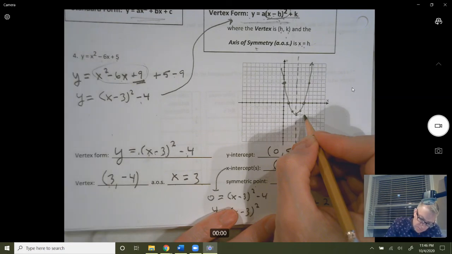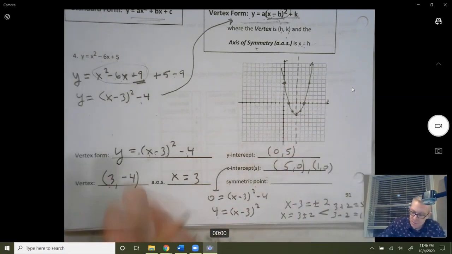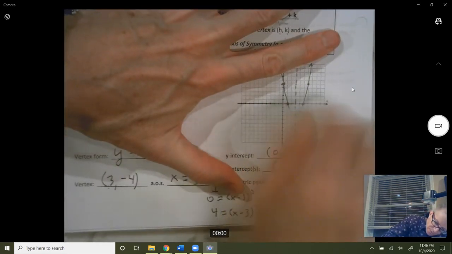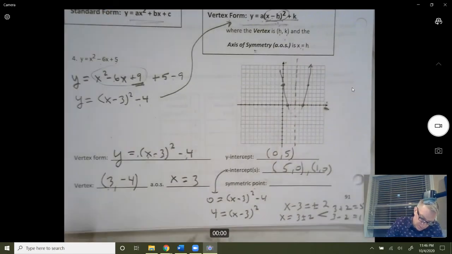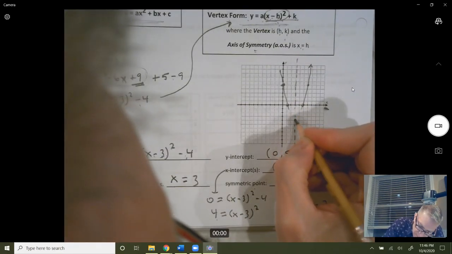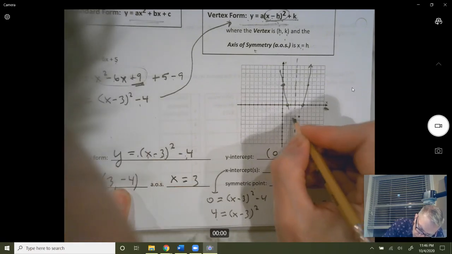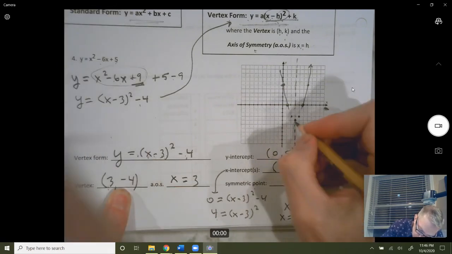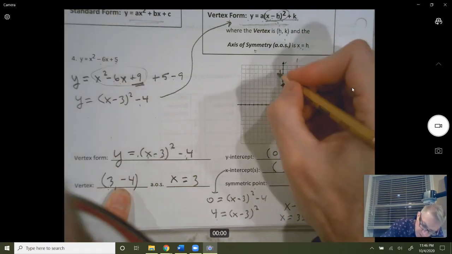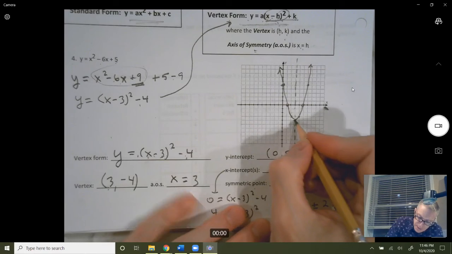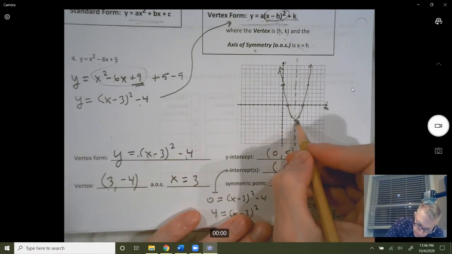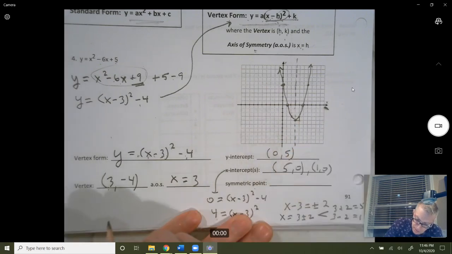Oh, this isn't right. What did I do wrong? Oh, here's what I did wrong. That should be a -4. The vertex is a -4. I just plotted it in the wrong place. I plotted it at -3, so it should be down there. Okay, and this should be over 1. That makes sense. Don't forget your arrows. Okay, so your pattern for a parabola when your a value is 1 is over 1, up 1.